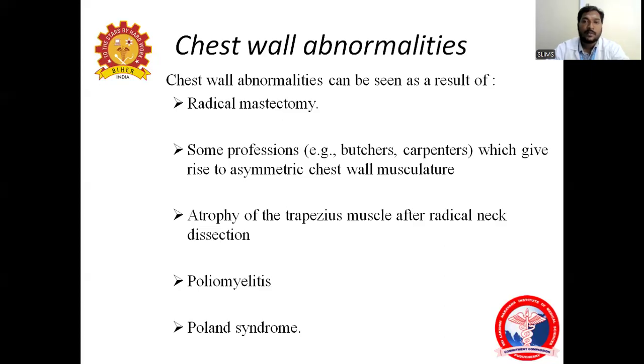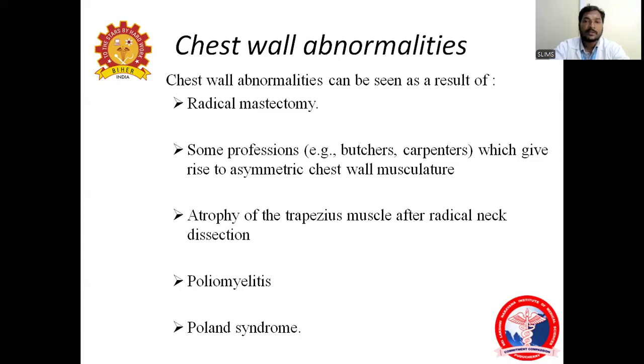Or this chest wall abnormality may also be seen in normal people with certain professions, which give rise to asymmetric chest wall musculature, most commonly seen in butchers and carpenters, where they mainly use the right hand. So there will be some amount of muscular hypertrophy on the ipsilateral side, leading to unilateral hypolucency.